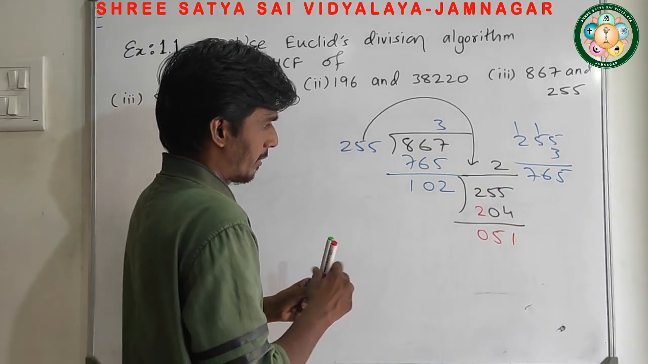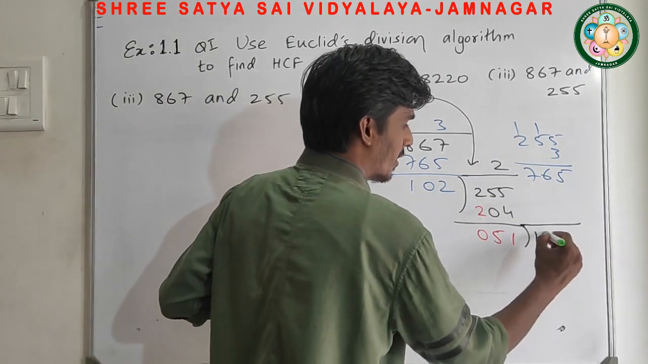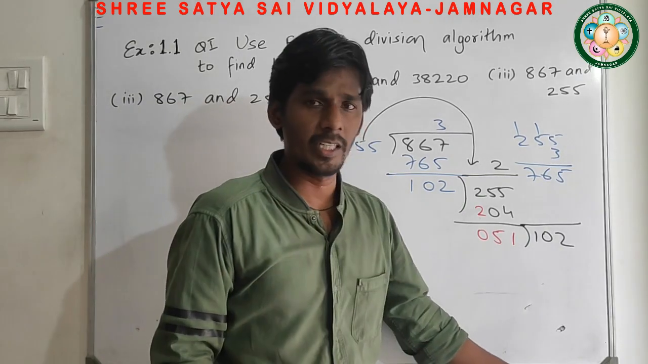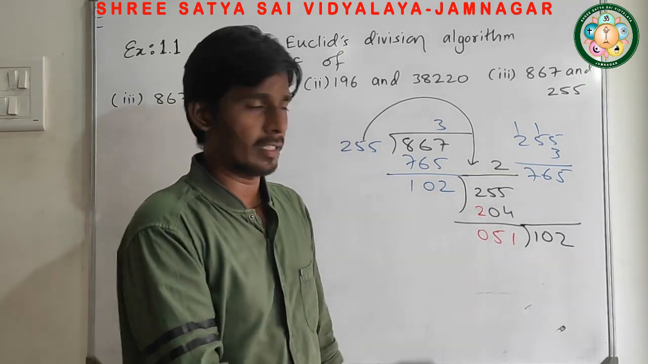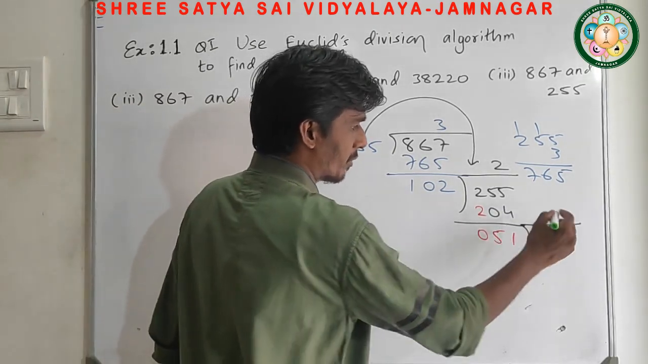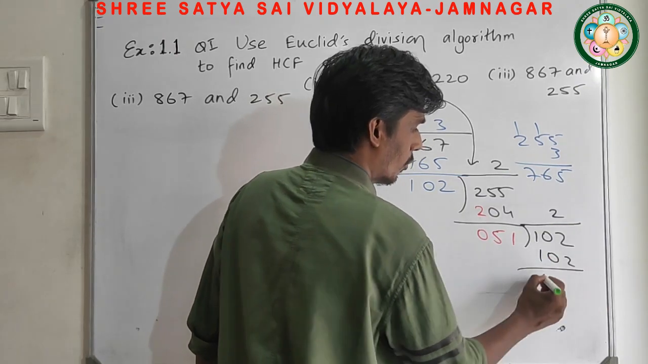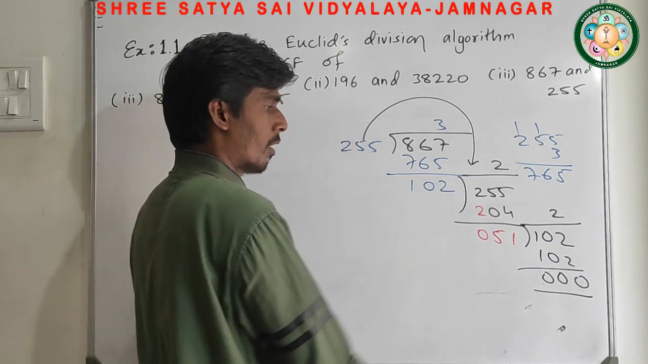Now what next? This divisor becomes the dividend, 102. You have to keep on doing this till we get 0. तब तक हमें करते जाना है. Until we get 0, we have to continue the division. Now 51 how many times? 51 times 2 is 102. Once you get the 0, it means our steps are over.